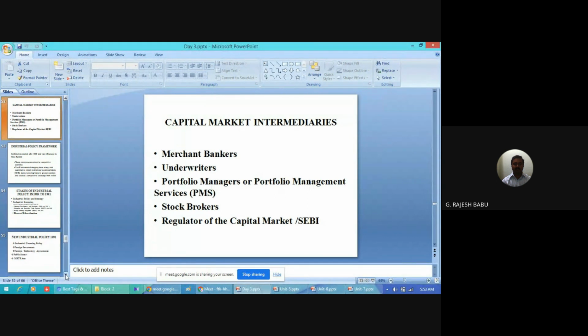All the stockbrokers are registered with the Securities and Exchange Board of India.